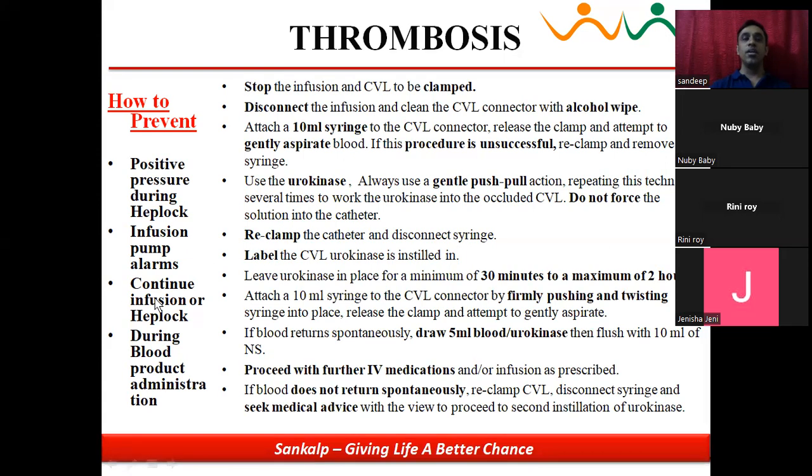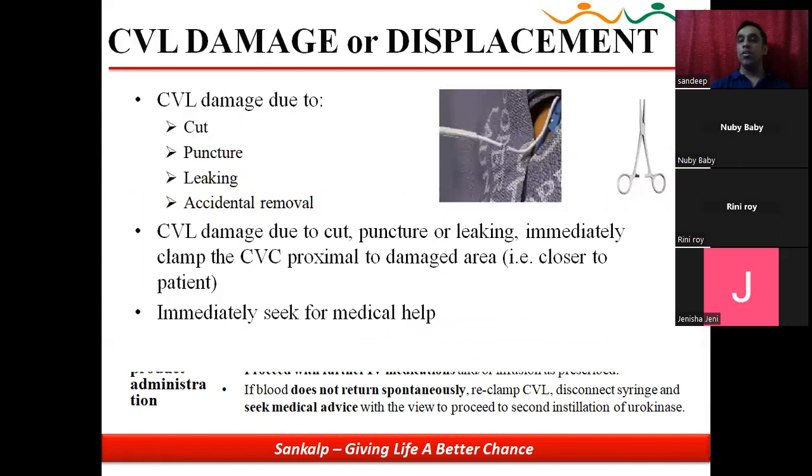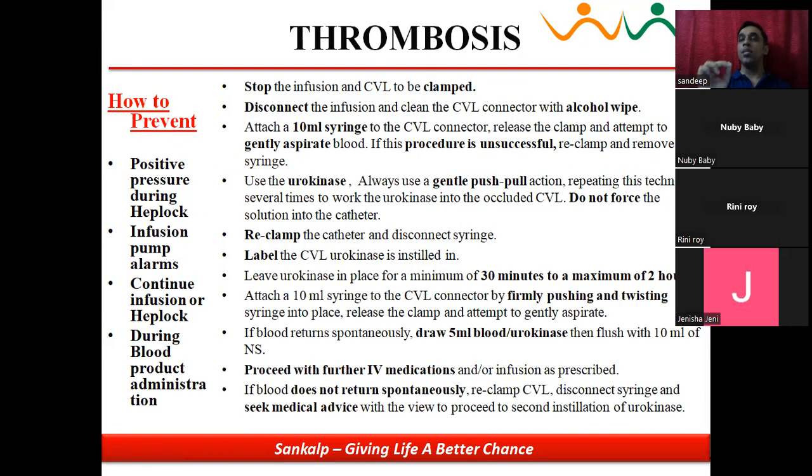Next thing is, if continuous fluids are there, continue to run the fluid. Last part is, during blood transfusions, especially PRBC transfusion and marrow transfusions, we have to be very careful, because these are thick fluids where the central line easily gets blocked. So during this transfusion, we have to monitor closely.